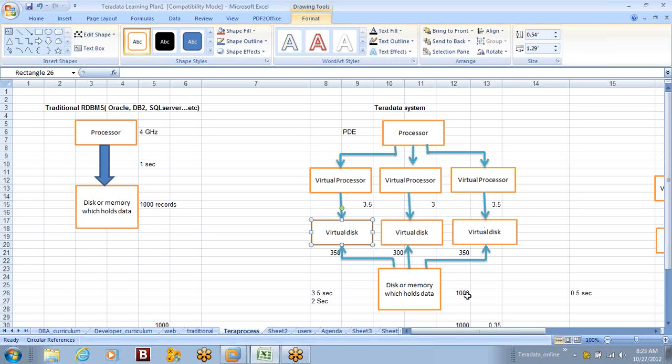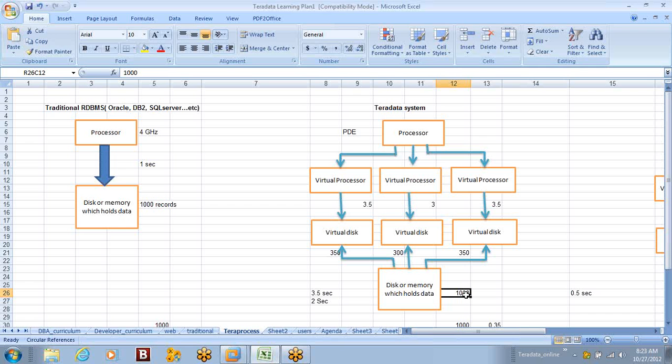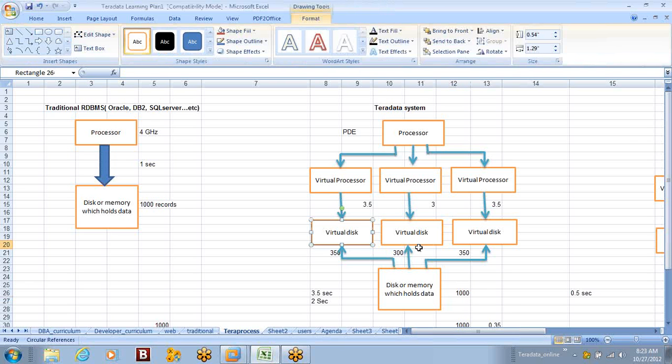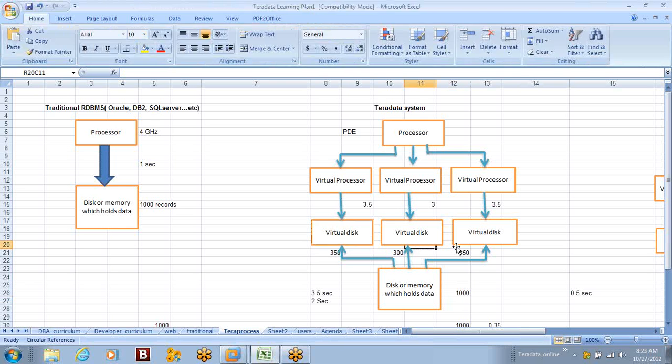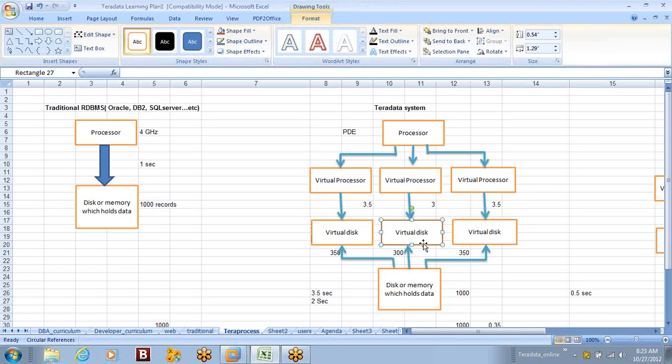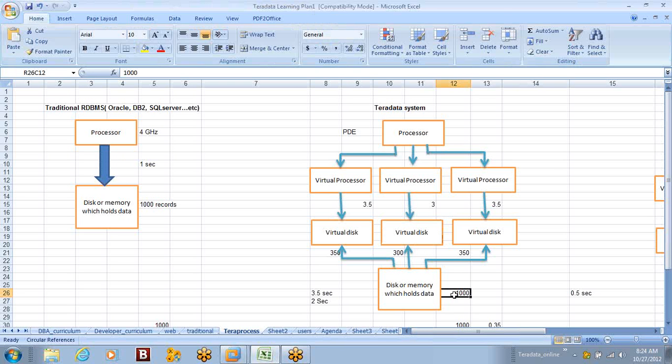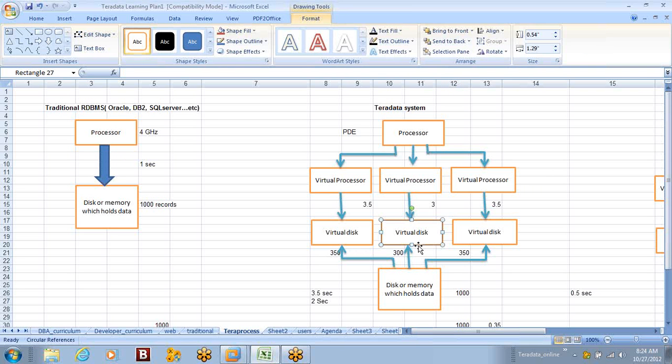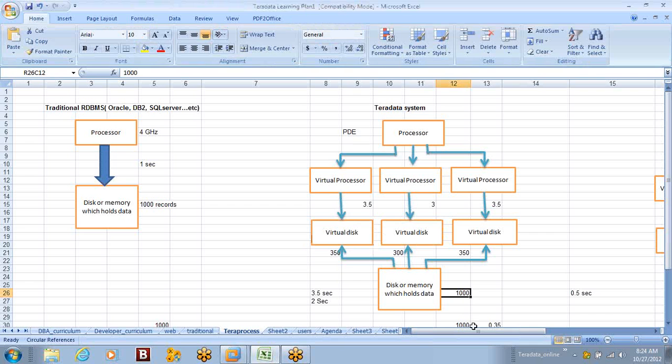Okay. And coming to the data, it is also distributed across all the virtual disks almost evenly. There are techniques by which we can get the data distributed evenly across all the available virtual disks. So with those indexing and data distribution techniques, the data is distributed almost evenly. So these 1000 records here, it could be distributed like this: in the first virtual disk 350 records, in the second virtual disk 300, and the third virtual disk 350 records.